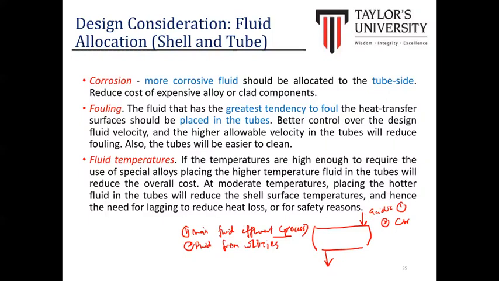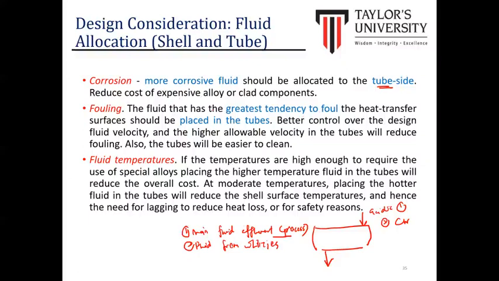So basically, we're going to refer to this fluid allocation guideline to define the allocation of the fluid. Okay, first based on the corrosion. For the more corrosive fluid, it should be allocated to the tube side. This is to reduce the cost of the expensive alloy or clad component, because usually tube can be fabricated using alloy material.